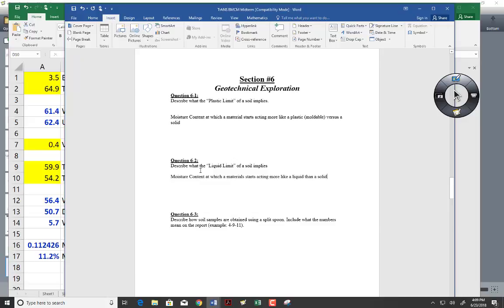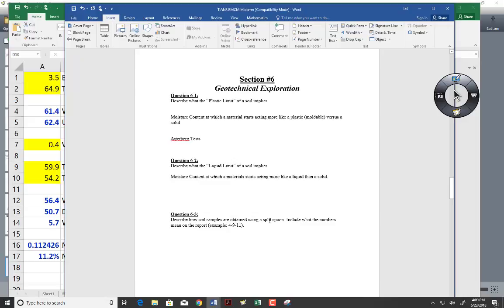Now, the tests that we do to get these are called the Atterberg tests. So the two tests here are the Atterberg tests. Those are the tests that we use to get those two samples. So soil samples, we looked at soil samples out here.